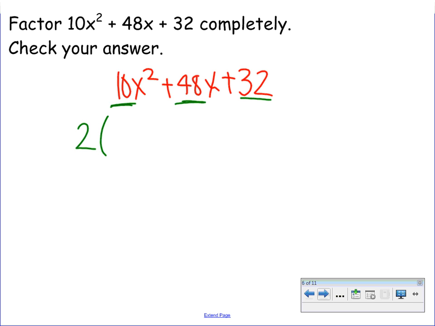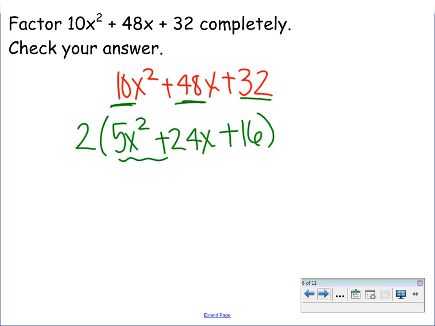10x squared divided by 2 leaves me 5x squared. 48x divided by 2 leaves me 24x. And 32 divided by 2 leaves me 16. So that's all I've done so far, take out my greatest common factor. Now I want to look at this part that remains, and ask myself, can that part be factored any more? Sometimes it will be able to, sometimes it won't be able to. So what you need to do is try it.